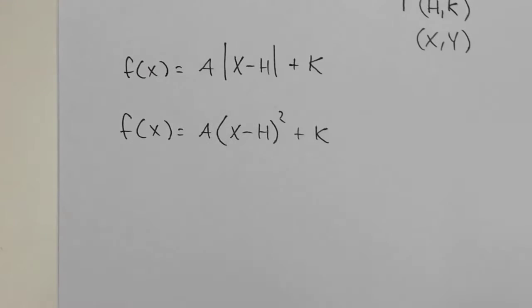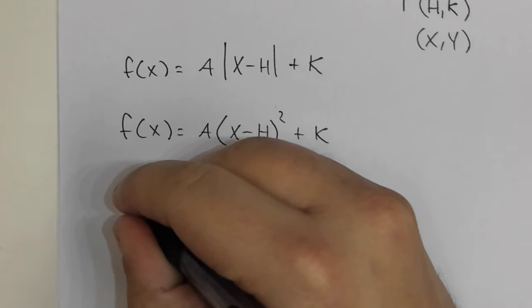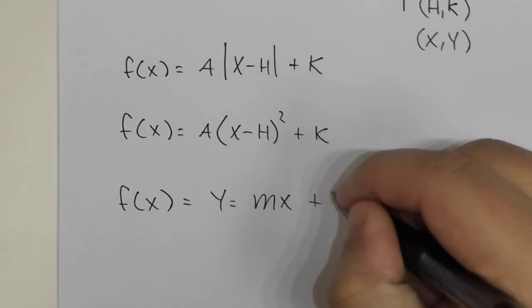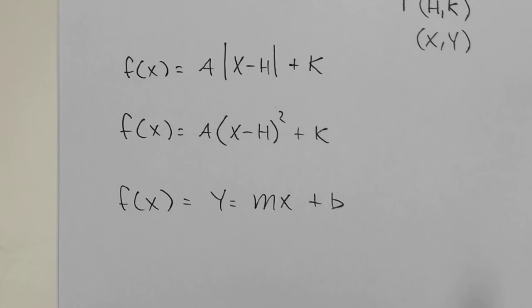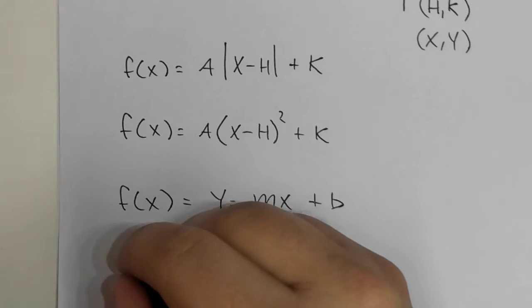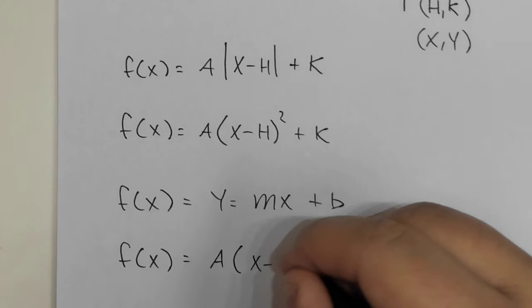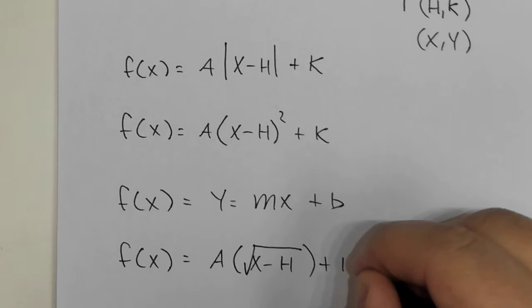Okay, we're going to go ahead and keep going. We have absolute value. We have a quadratic. We have linear. f of x is equivalent to y equals mx plus b. That's just a linear function. There is only one x, okay? And then after linear, we have our square root function. f of x is equivalent to a times the square root of x minus h, that's all under a square root, plus k, right?